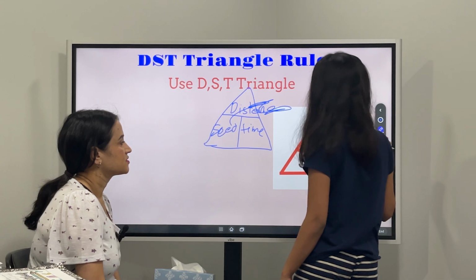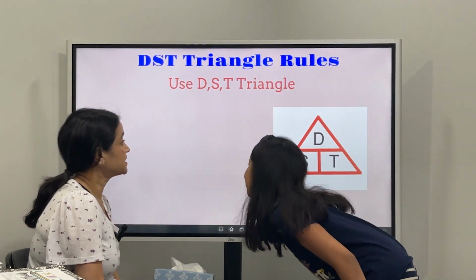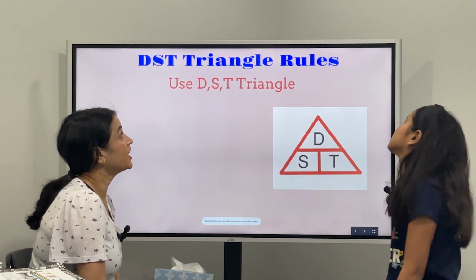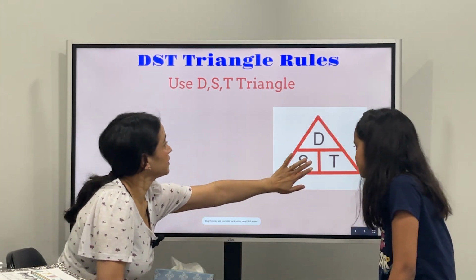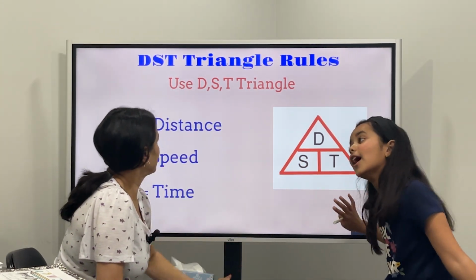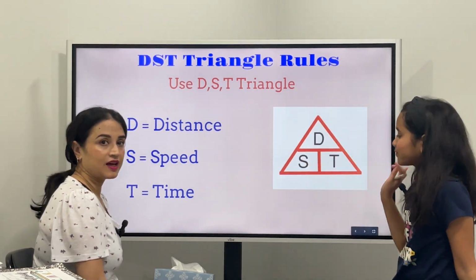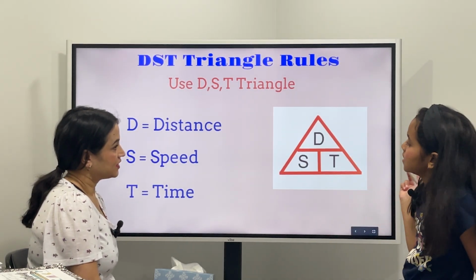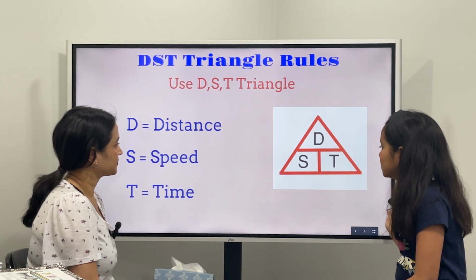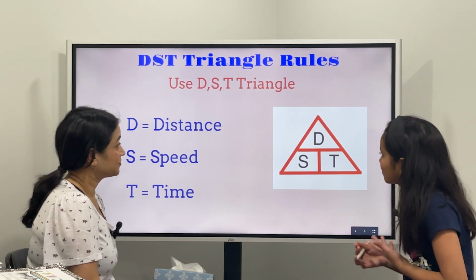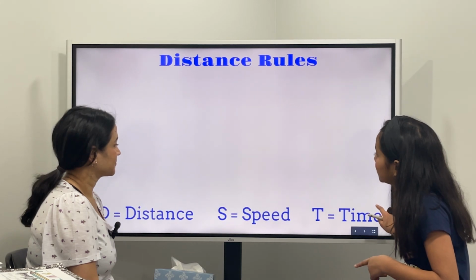So distance, speed, and time in the triangle have rules, and we're going to explain more. D is distance, S is speed, T is time. So what is the rule there?